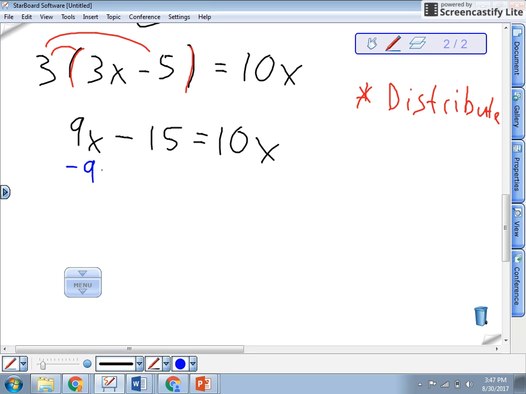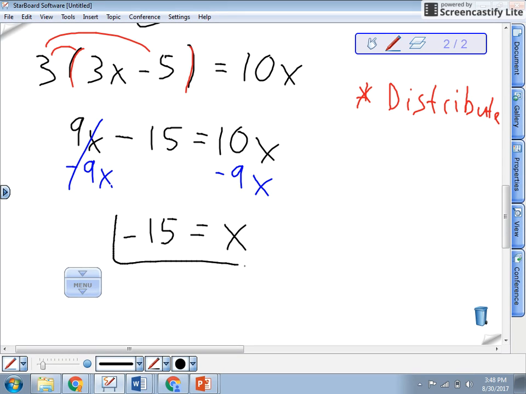I'm going to subtract this 9x. That cancels out. I subtract 9x from this side too. I'm left with negative 15 equals 10x minus 9x, which is just 1x. There's nothing left to solve. So that's my final answer.